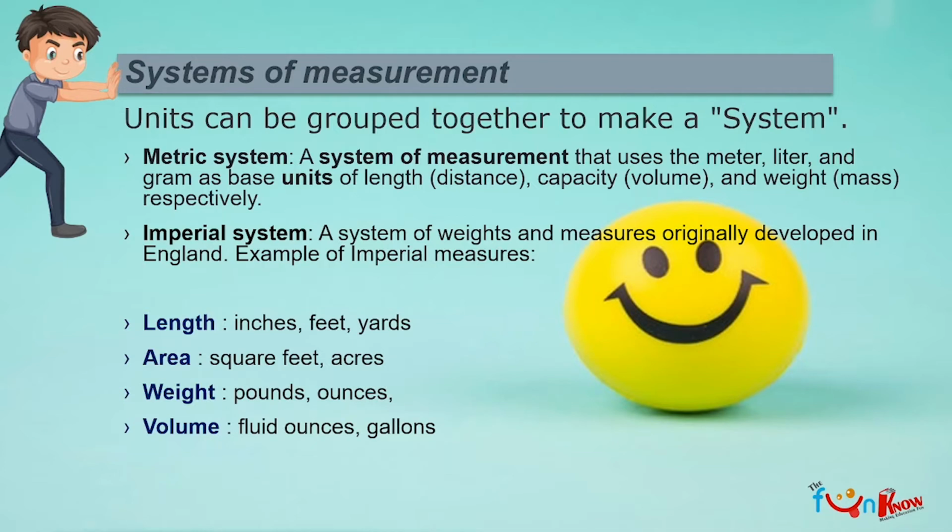As we have seen, students, length, area, weight, volume, these are different metric measures. But the imperial system of length will be inches, feet, and yards. Imperial units of area are square feet and acres. Imperial units of weight will be pounds and ounces. Then volume will be fluid ounces and gallons. So these are some different imperial system units and some metric system units.